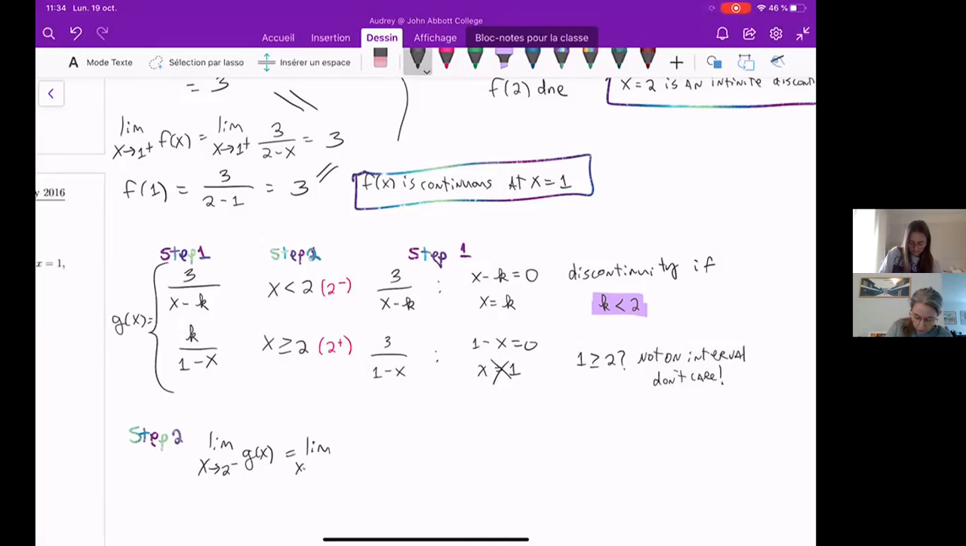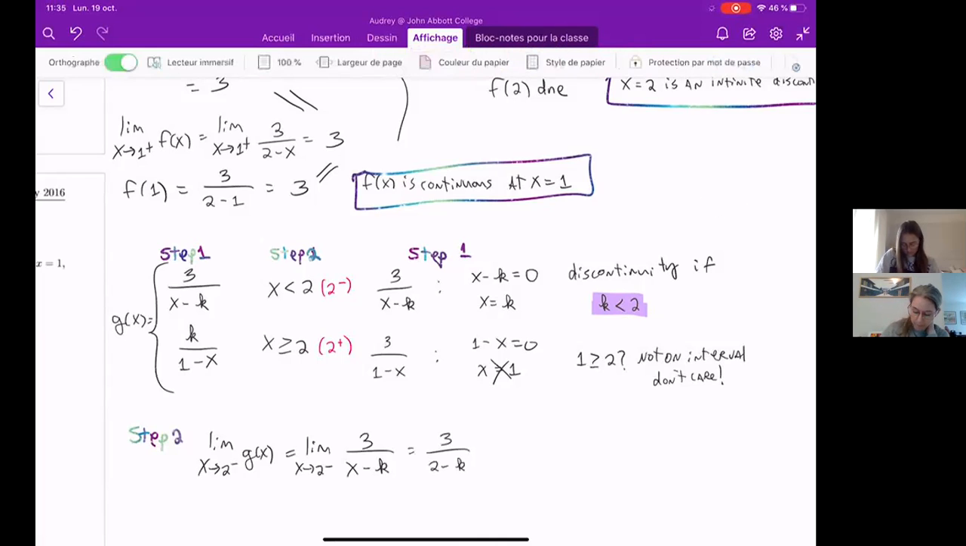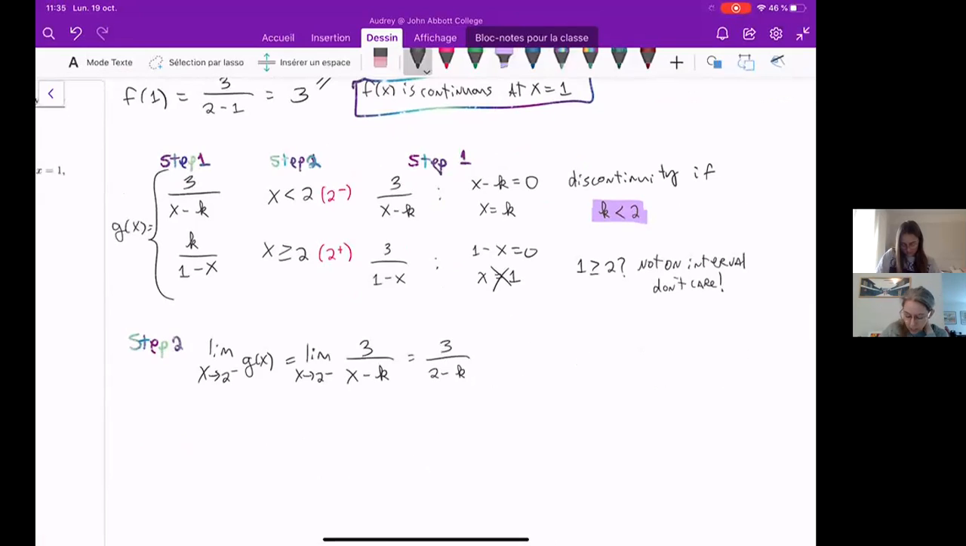So this is the limit as x goes to 2 from the left of 3 over x minus k. Now that 2, am I plugging it into x or k? X, you got it. So this is 3 over 2 minus k. And now I want this to equal, so I'm setting them equal to each other, the limit as x goes to 2 from the right, which is the bottom function. So that's k over 1 minus 2, which is just negative k.